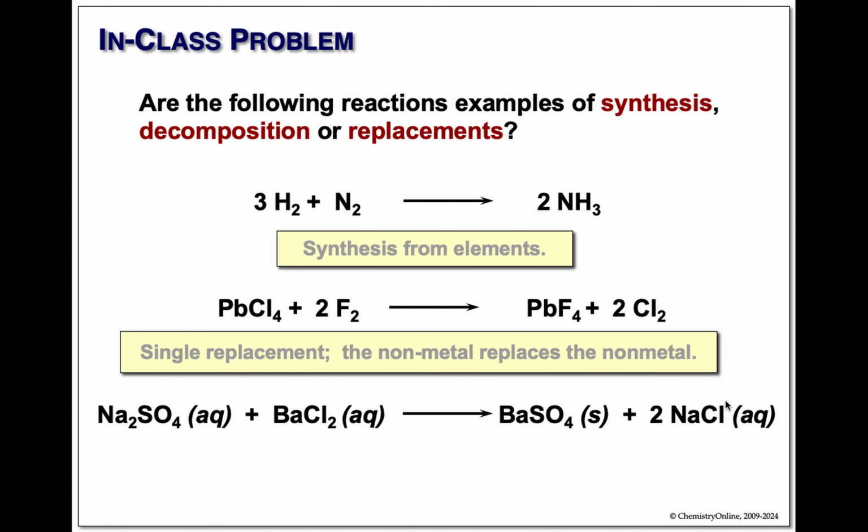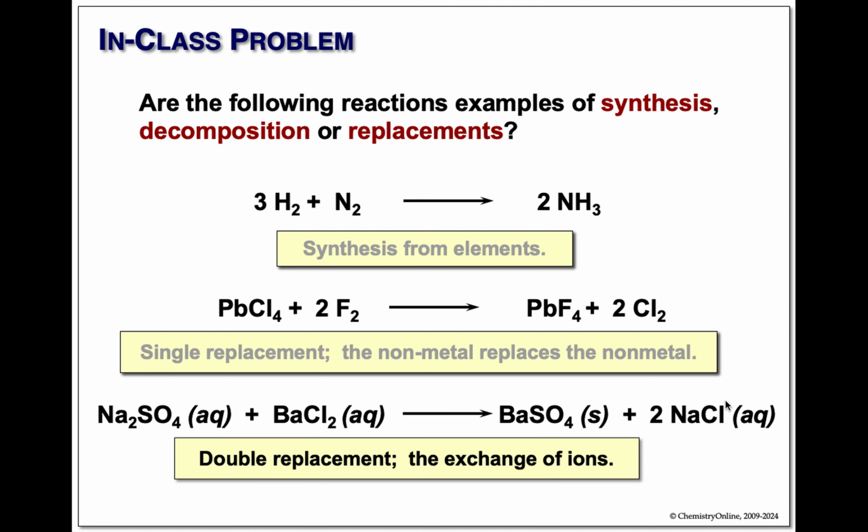Here we have sodium sulfate reacting with barium chloride. We get solid barium sulfate, that's a precipitate, and sodium chloride. This is a double replacement reaction. We're just swapping ions, and making a solid. Any questions? Let's do another set.